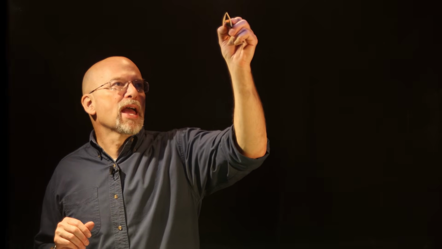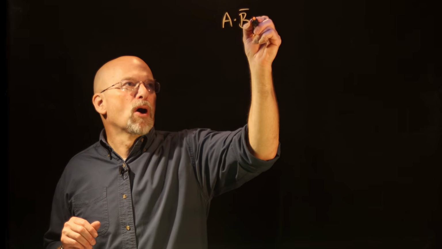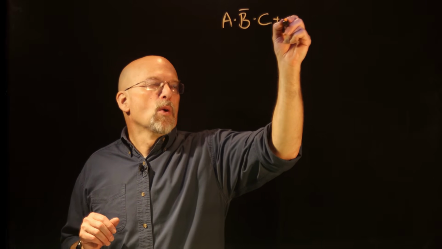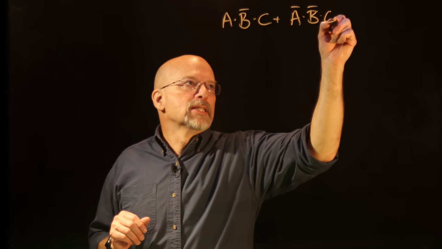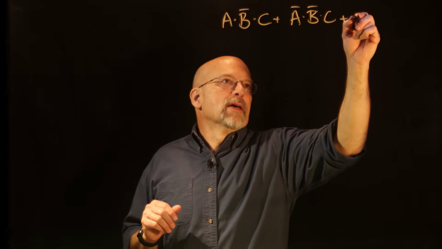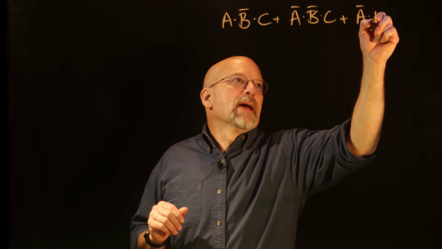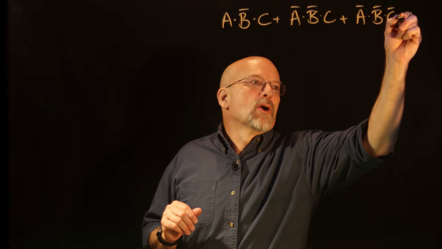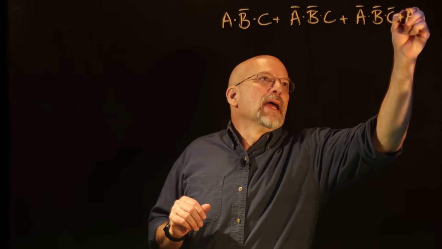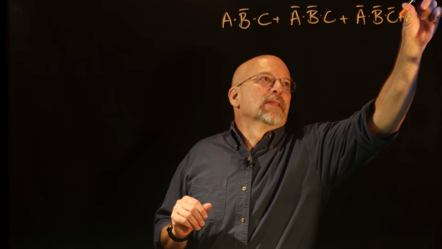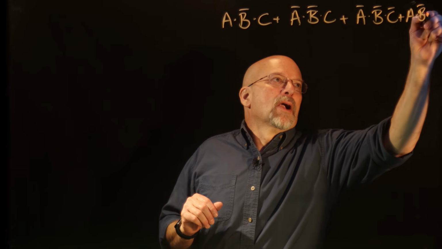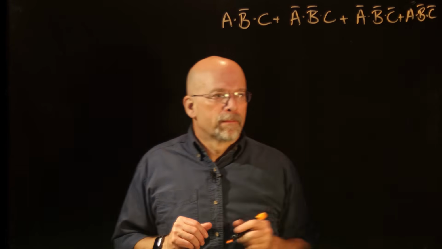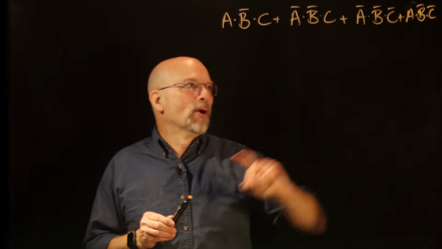So let's say I've got A and B bar and C, ORed with A bar and B bar and C, ORed with A bar and B bar and C bar, ORed with, whoops, now let's make that A, and B bar and C bar. Hopefully that all fit in the camera.